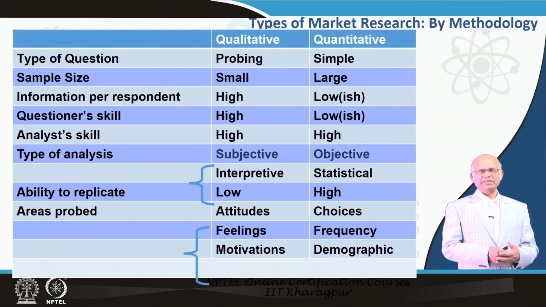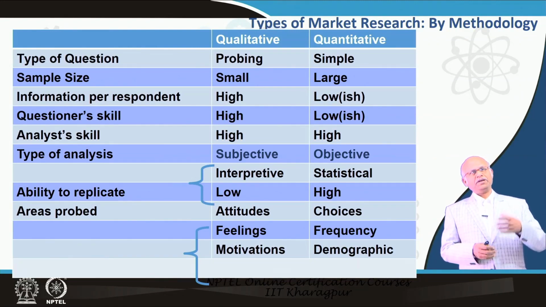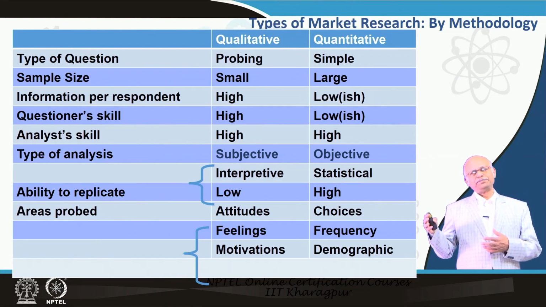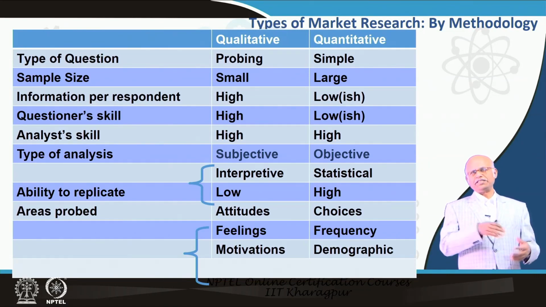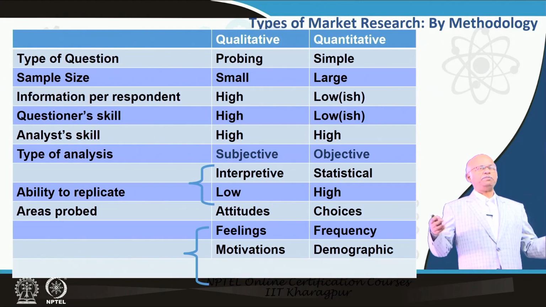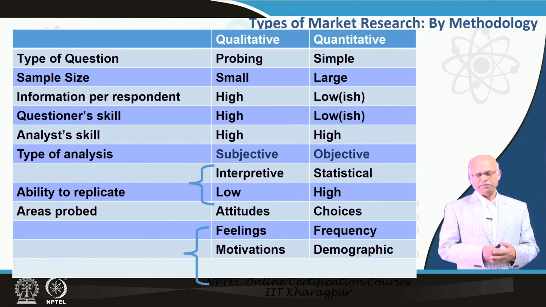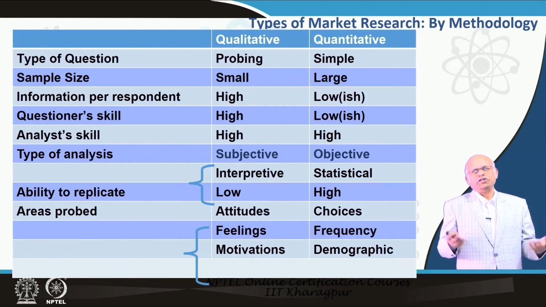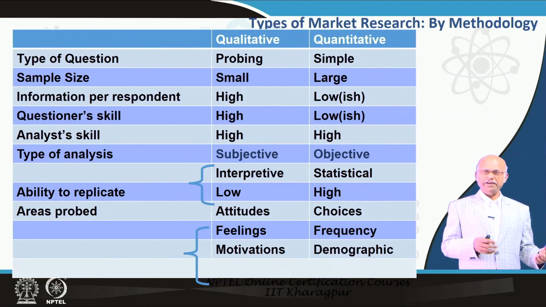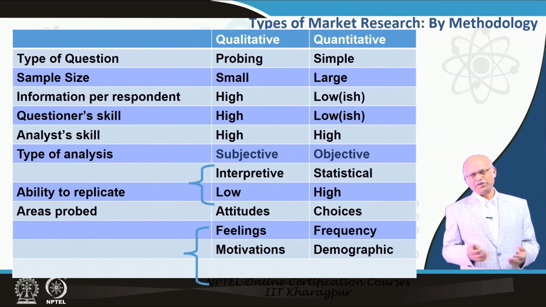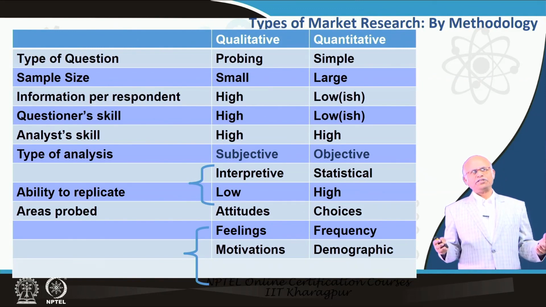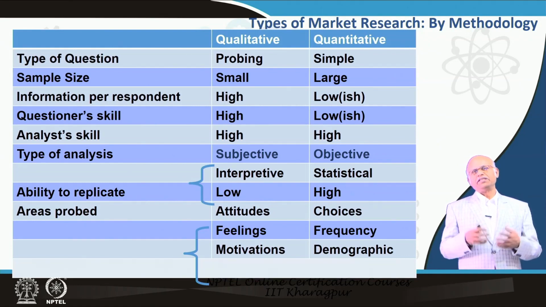So, by methodology, these are the qualitative and quantitative types of questions, and these are the responses. Sample size is large for quantitative, because you need that number, as many people as you are talking to. Whereas in the case of qualitative, the sample is small, because you can interview only so many. Information per respondent is very high, whereas information through a questionnaire will be very low, because if you load a lot of information into the survey, it is going to be highly involving, and nobody is going to answer.